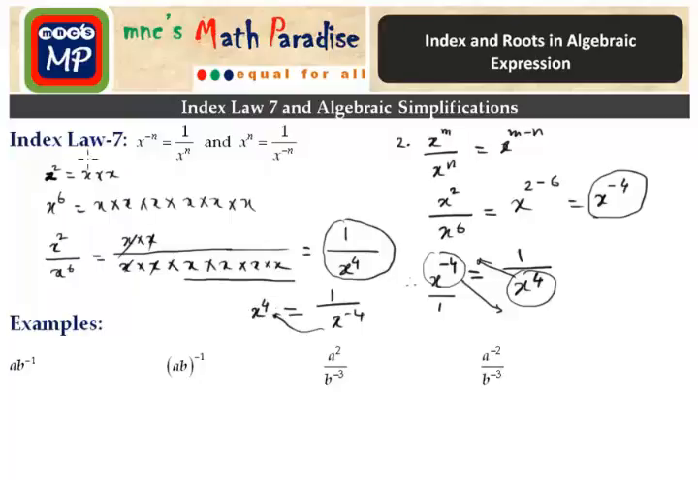So that means index law will be used to convert between negative power and positive power, and positive power and negative power. Let us see, for example, here how we can use index law 7, that is for negative power. In this first example, a b to the power minus 1. Here the power is minus 1, negative, and this power is only on B, not on AB.